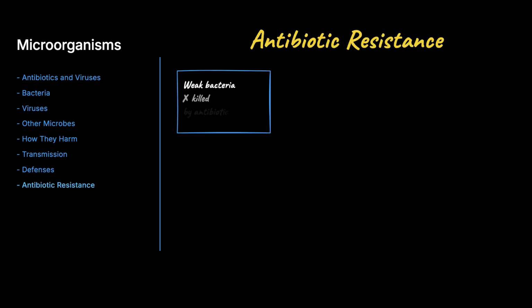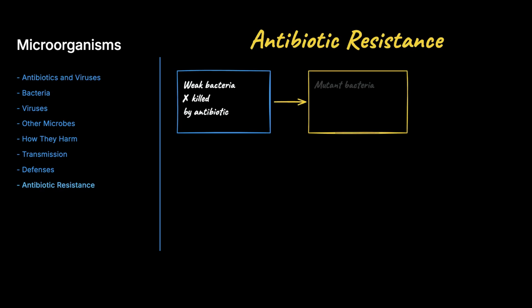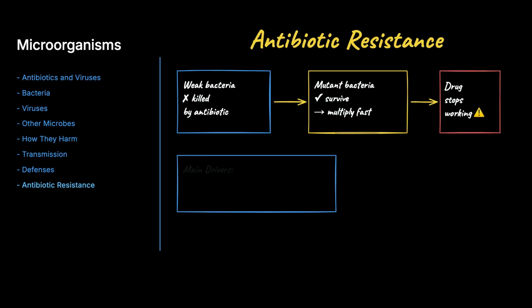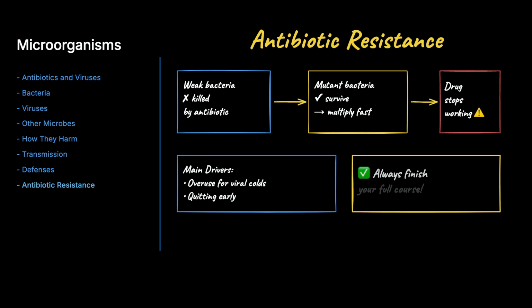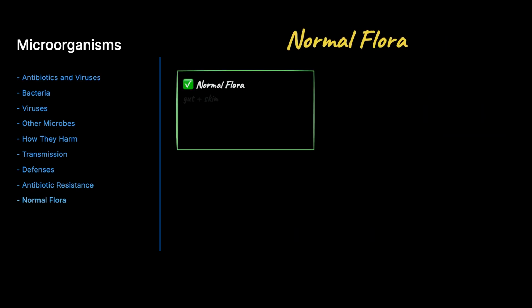That brings us to antibiotic resistance, a big deal in medicine. When you take an antibiotic, it kills the weak bacteria but spares any with a mutation that resists it. Those survivors multiply and the drug stops working. The main drivers are overusing antibiotics, especially for viral colds, and quitting a prescription early. Finish your course. One more idea matters for nursing.